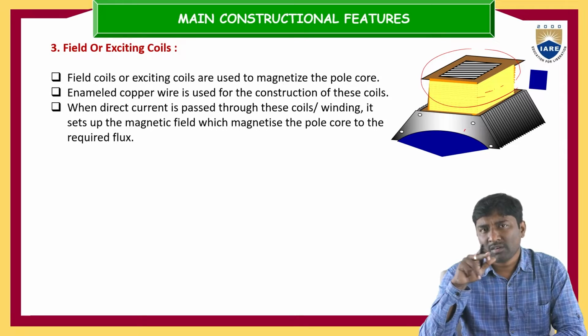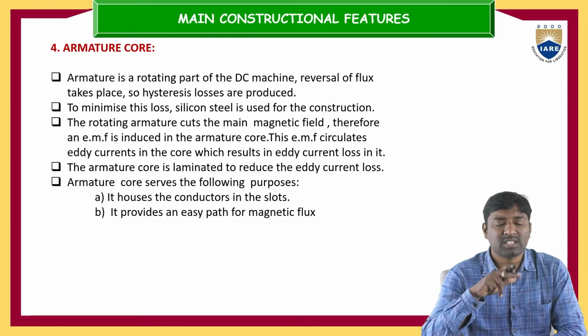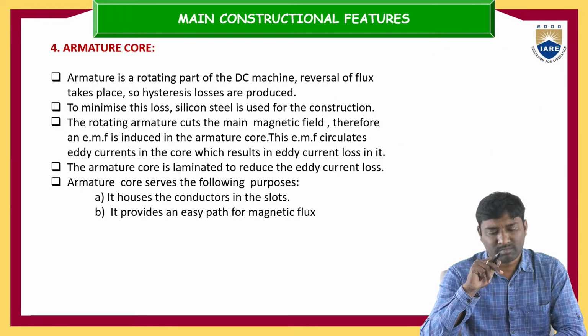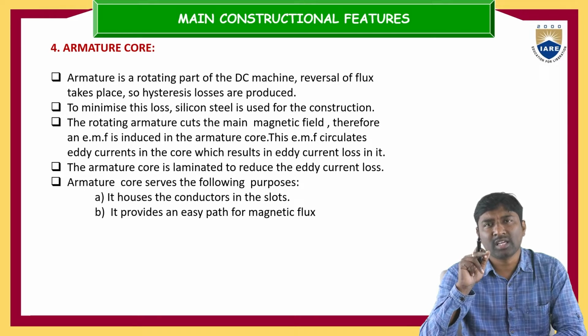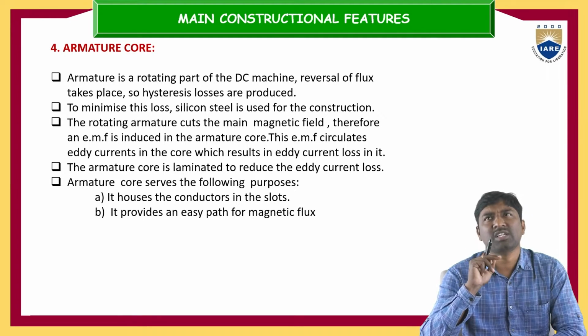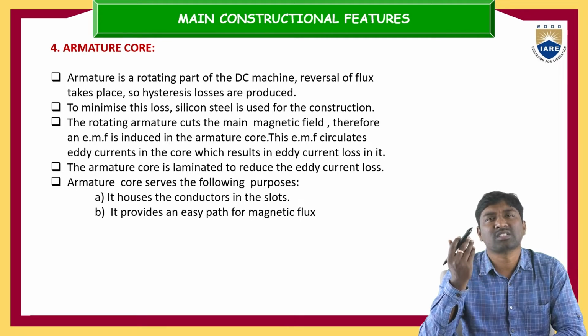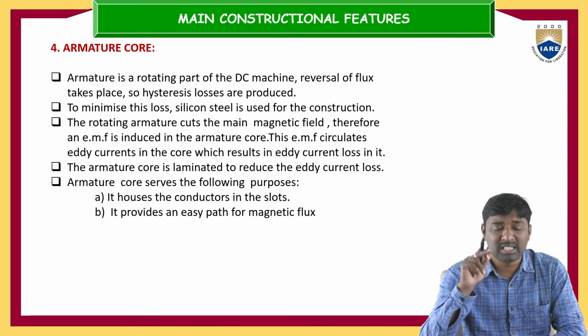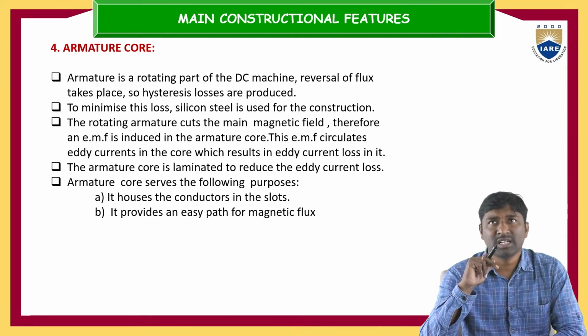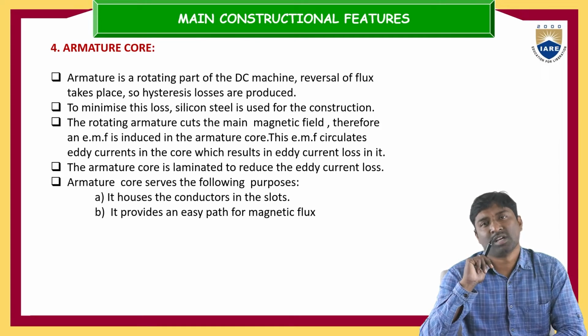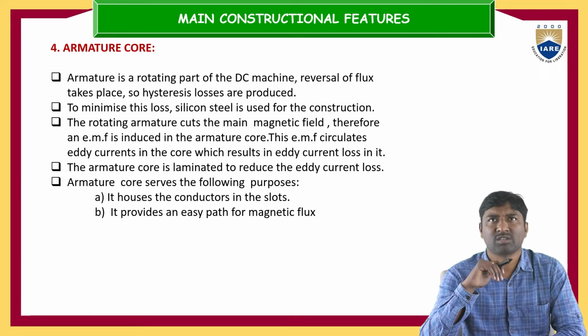So which coil am I taking here? The armature coil. This armature core is rotating here. The armature core is the rotating part of the DC machine. Because reversal of flux takes place, hysteresis losses will be produced here. To minimize these losses, we use silicon steel for the construction of the armature core.